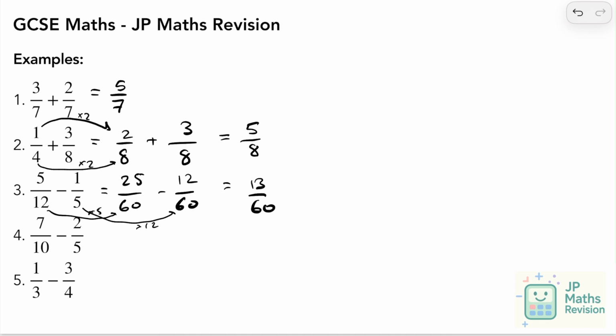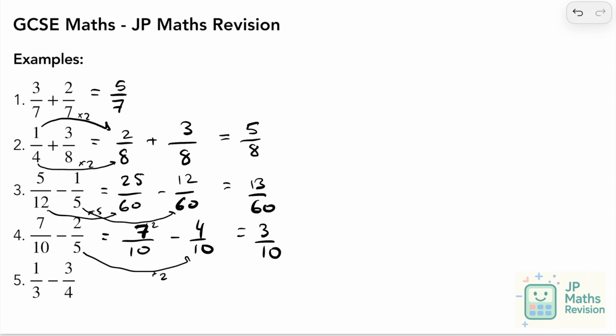The next one, we have 7 over 10 take away 2/5. I'm going to put them both over 10 because I know that 5 and 10 both go into 10. The first one's already 7 over 10, so that one's fine. To get from 5 to 10, I need to multiply 5 by 2. So I'm going to do 2 times 2, that's 4. So I have 7 over 10 minus 4 over 10, so I'm left with 3 over 10.